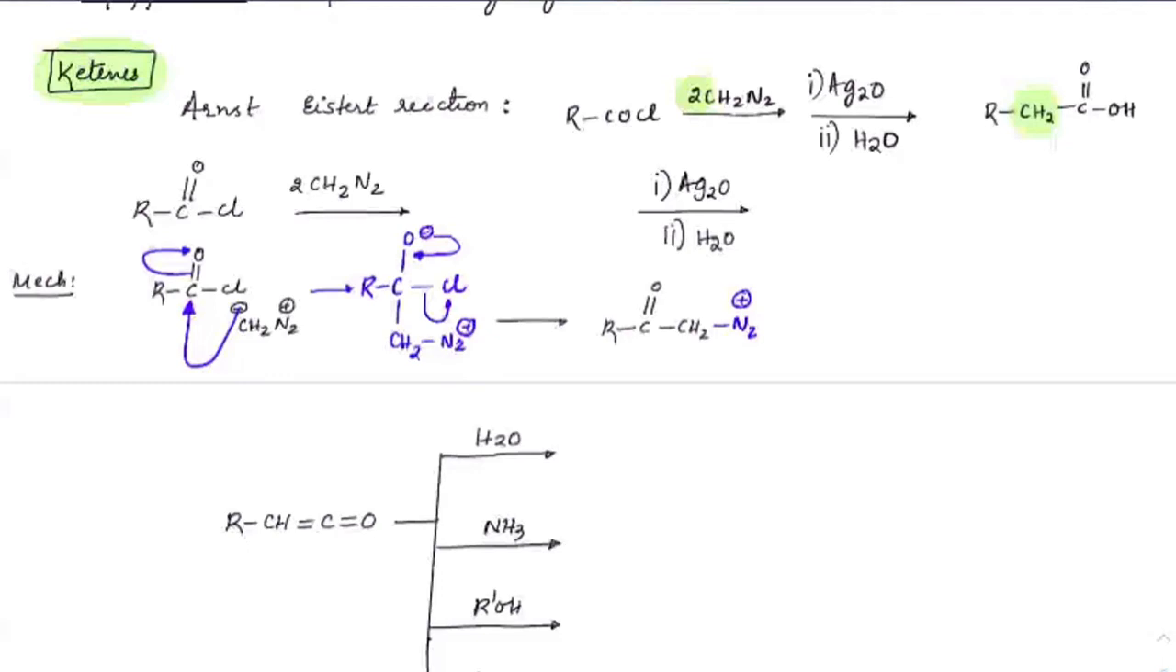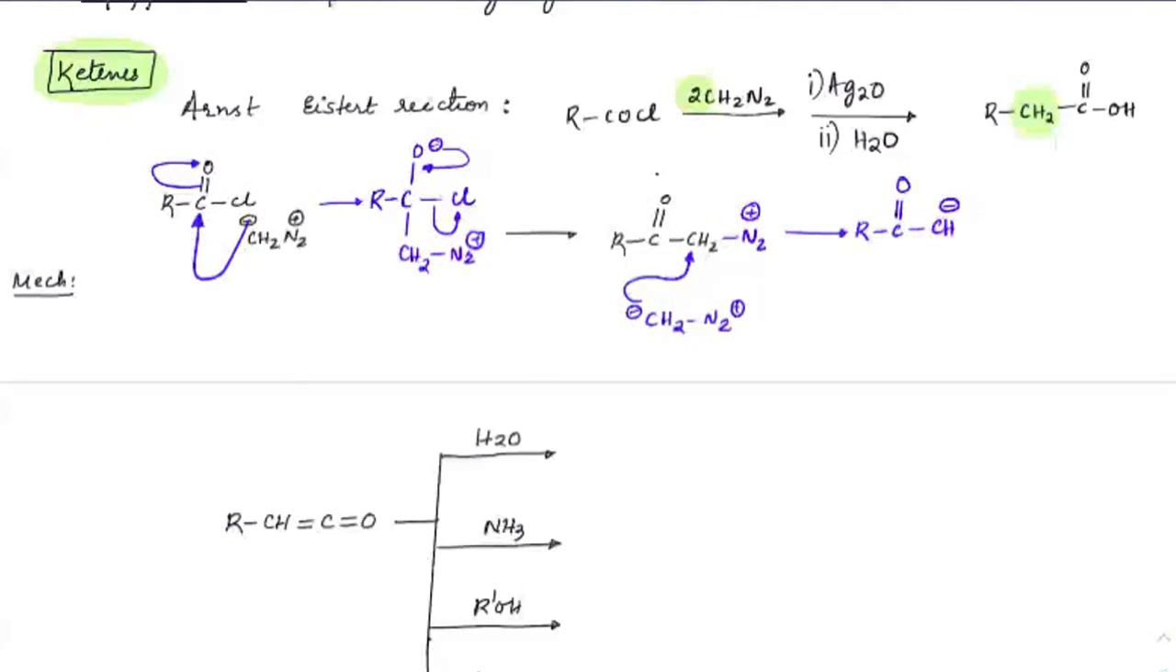Now the second mole is useful here. Second mole is CH2N2, plus and minus. So this minus will attack on the proton. It will act like a base and extract this proton here. We will get RC double bond O, CH minus, and N2 plus. Let me write down everything. This is what happens.